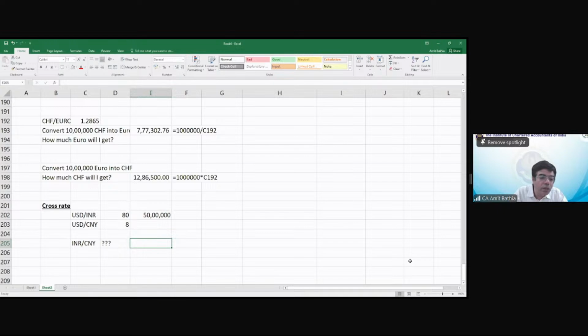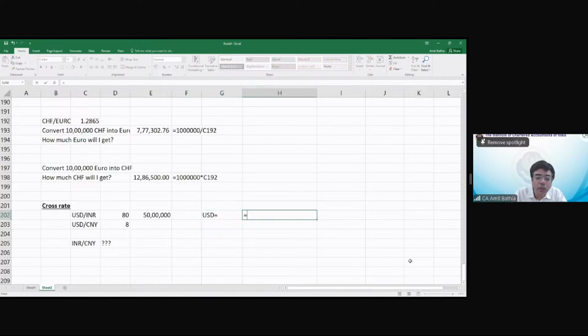With that assumption, we go ahead. So I want to find how much this 50 lakh is going to convert into INR, CNY. So how many Chinese yuan can I buy out of 50 lakh? First of all, I will convert this into USD. So how many USD can I buy out of this?